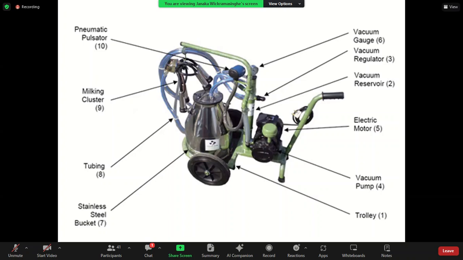Right? So this is the same machine, the portable one, right? This is a stainless steel machine, right? So the milk will be collected through these cups, right?